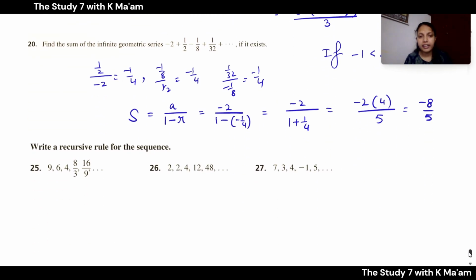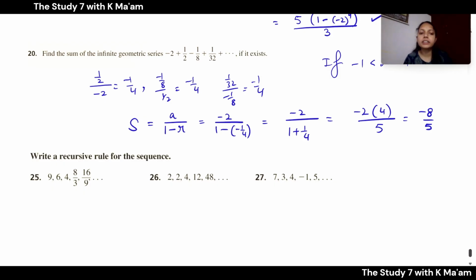Next, write the recursive rule of the sequence. Recursive rule means you have to write the given sequence in terms of its previous terms. So you can calculate the next term only if you know the previous terms. Here you can try question number 27. In this question, we will see whether this is geometric or arithmetic. 7, then 3, so we subtract 4. 3 and then 4, we add 1.